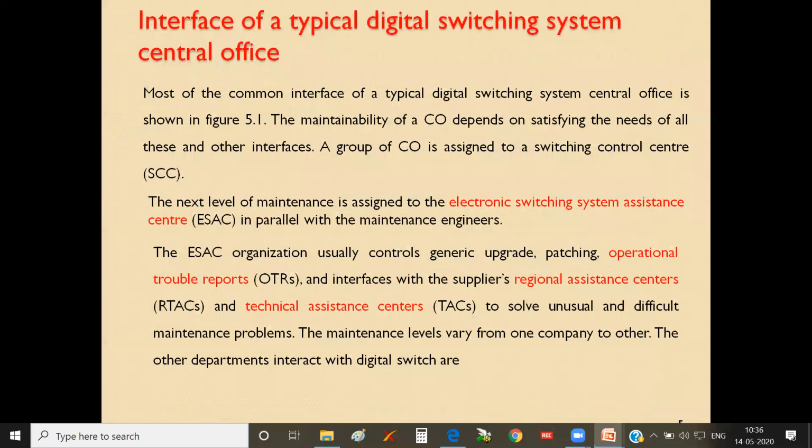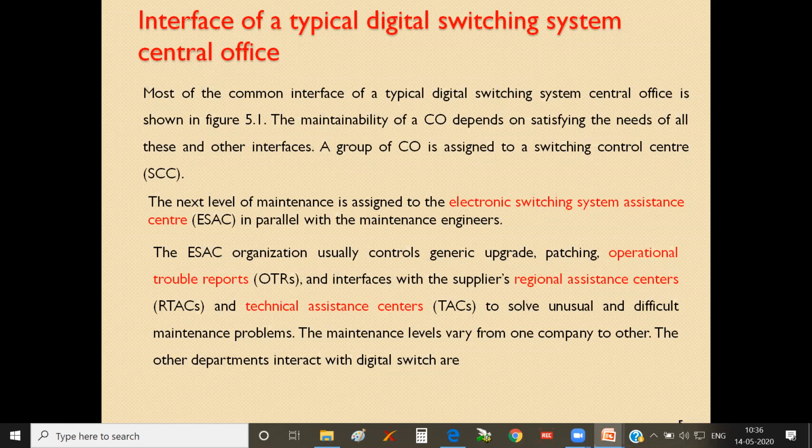Look at this. The maintainability of a central office, where CO stands for central office, depends on satisfying the needs of these and other interfaces. So the maintainability of CO depends on what? Satisfying the needs of the other sub departments and other interfaces. A group of COs is assigned to a switching control center, designated as SCC, where SCC stands for switching control center.